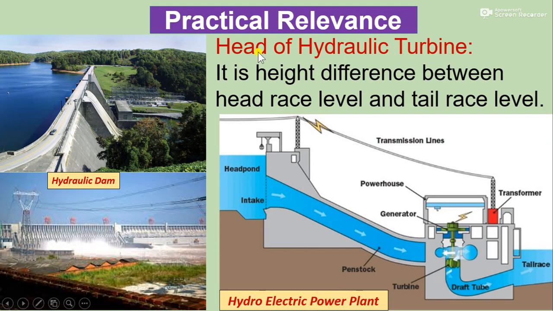Let us see concept of head of hydraulic turbine. Here in this image you can see a reservoir. This is a dam which is used to store the water. So water level in the dam is called as headrace level. This water via penstock is given to the turbine for the electrical power generation. Then it is released to the river at tailrace level. So definition of head is height difference between headrace level and tailrace level.